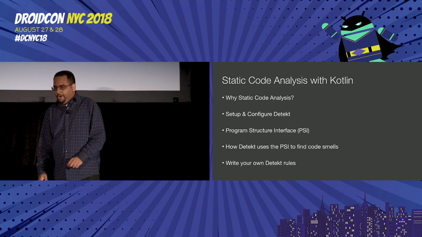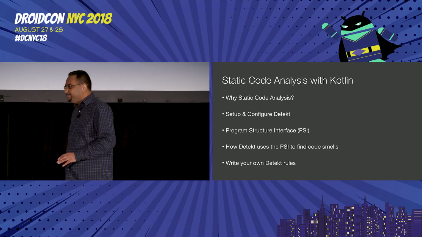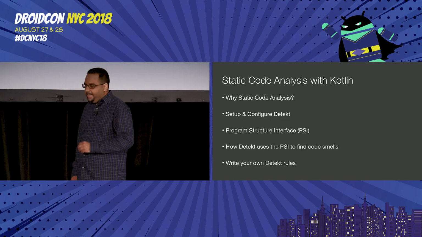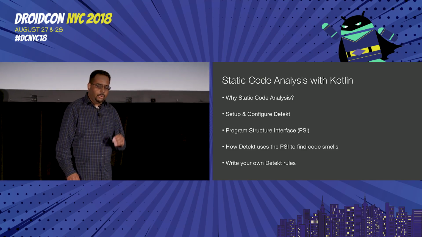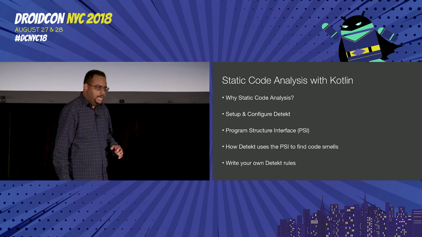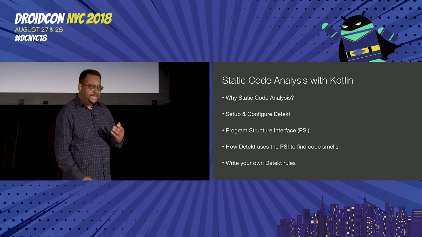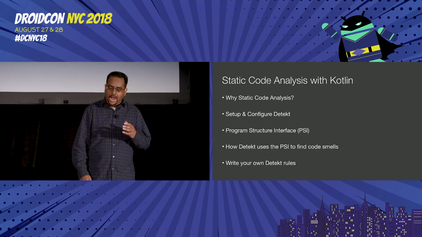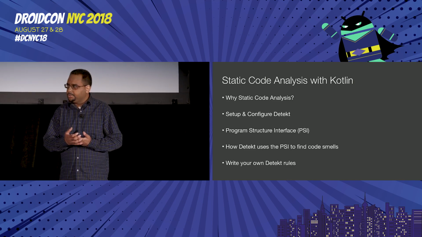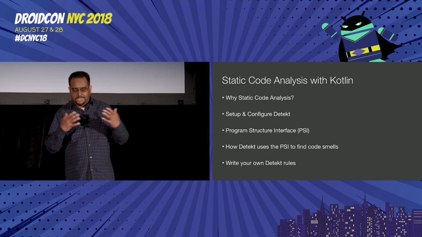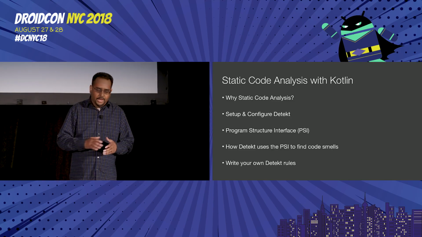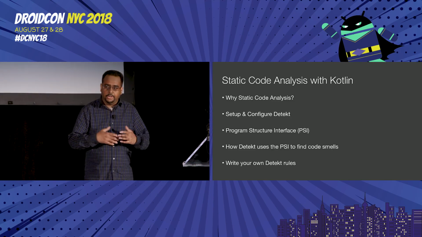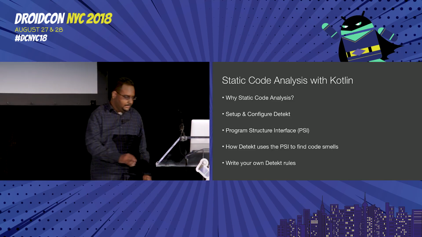So I want to talk to you about how you could set up Detekt in your code base. And then we're going to look at how it works underneath the hood. Detekt uses something called PSI, right? And we're going to learn about what that means. We're going to learn about how it uses PSI to detect many of the different code smells. And then lastly, we're going to learn about how you write your own rules using Detekt.